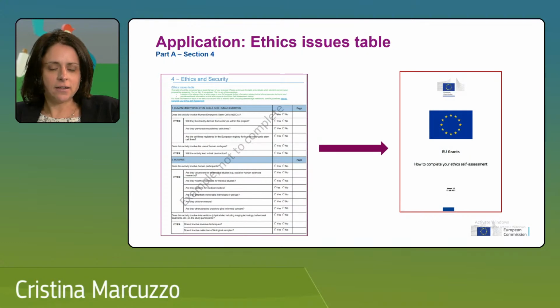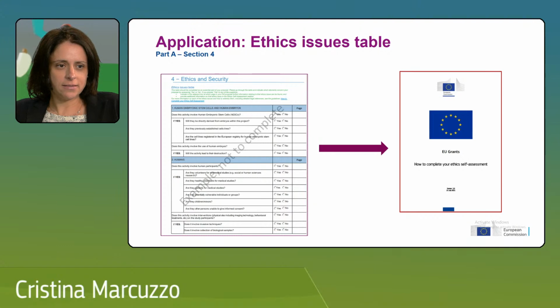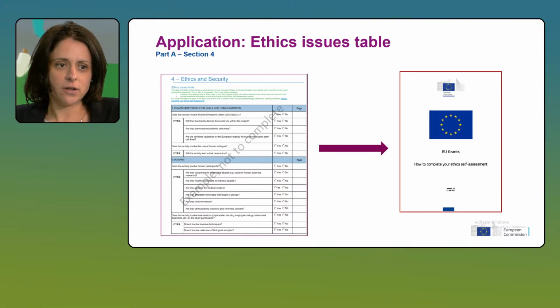As you may have seen, the application form in Part A contains a section that is devoted to ethics. It's section 4. It's a mandatory section to fill in, and it's structured into two parts. The first part is the ethics issues table that you see there on the slide. In this table, you're requested to say whether yes or no a certain ethics issue applies to your proposal. If it does, so if the answer is yes, you should also provide in the column to the right the page number of the application where the issue is explained in greater detail. Can be either part A or part B.